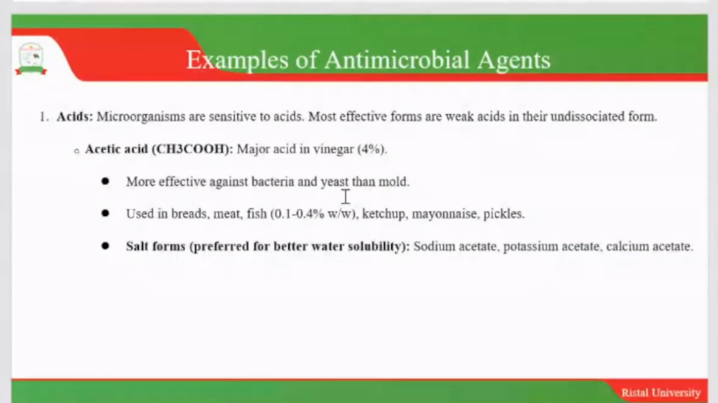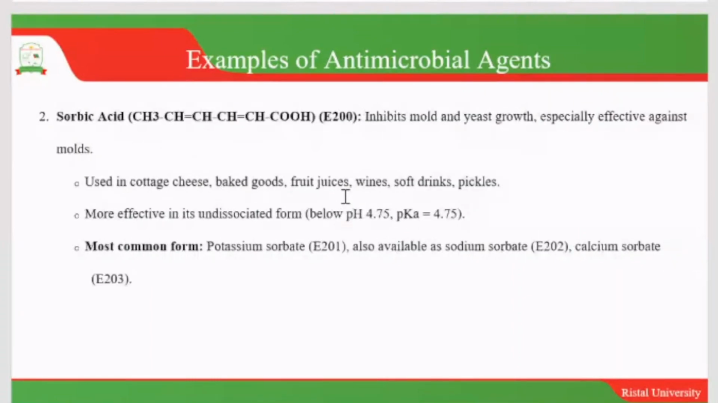Salt forms, we are saying these are prepared for better water solubility: the sodium acetate, the potassium acetate, and the calcium acetate, so that they can dissolve better into that particular food ingredient that you're trying to produce. For the sorbic acid, that is its chemical formula. We are saying this inhibits mold and yeast growth, especially effective against molds. We have looked at the acetic acid or the acetate being able to inhibit both yeast and bacterial growth.